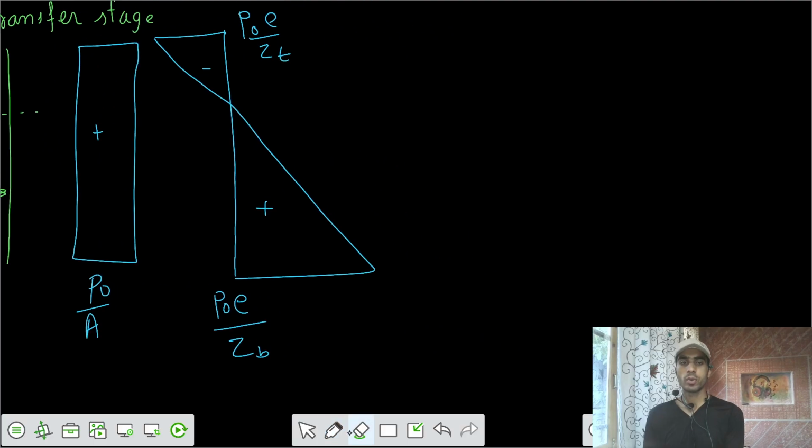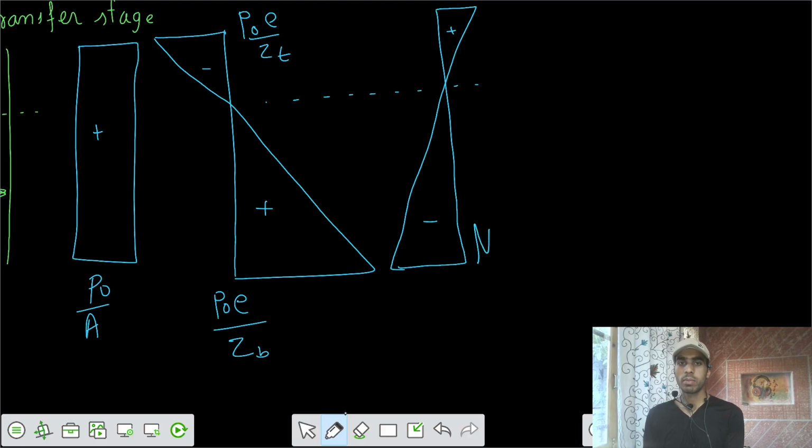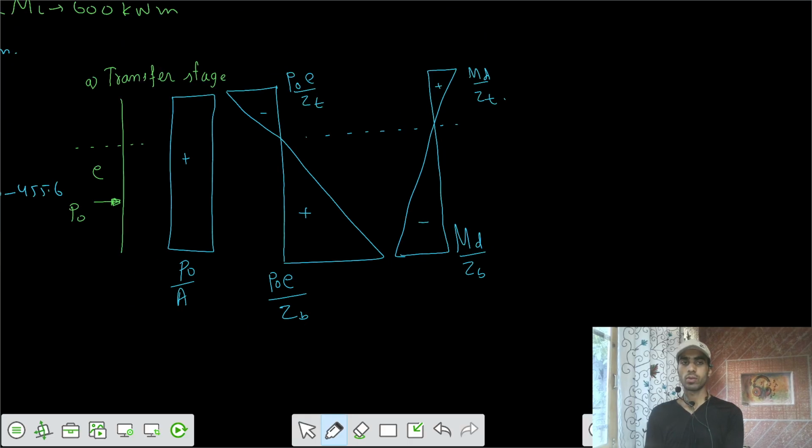And the third stress is because of the dead load. Because of the dead load we have top compressive, bottom tensile. Yes, this is the neutral axis. So I would say this is M dead by Z bottom, and this is M dead by Z top. So we can calculate the stresses now.